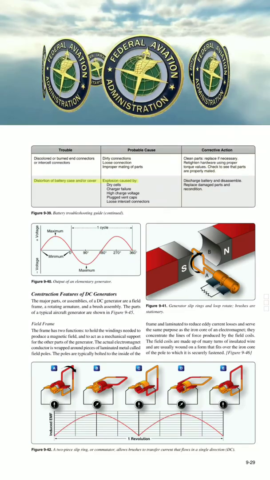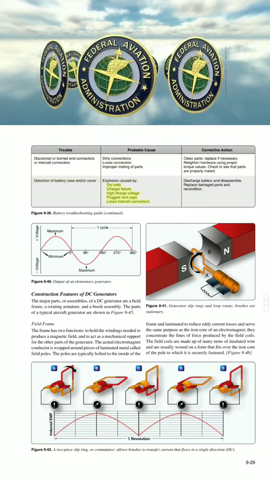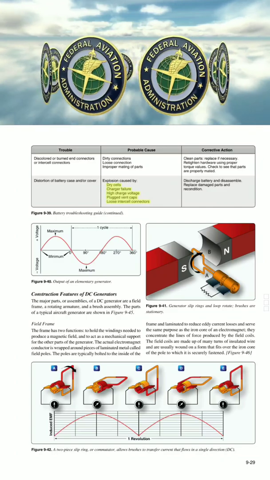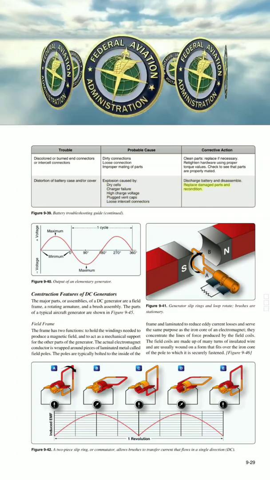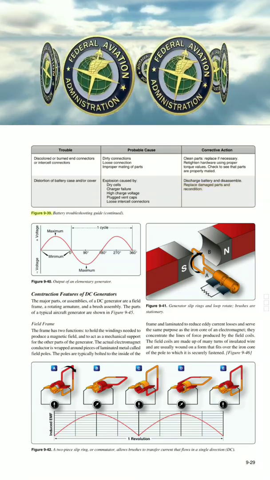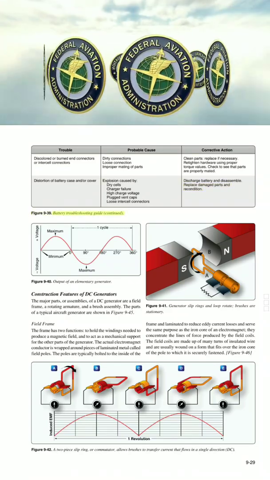Distortion of battery case and door cover, explosion: caused by dry cells, charger failure, high charge voltage, plugged vent caps, loose intercell connectors. Discharge battery and disassemble. Replace damaged parts and recondition. Figure 9-39. Battery troubleshooting guide.